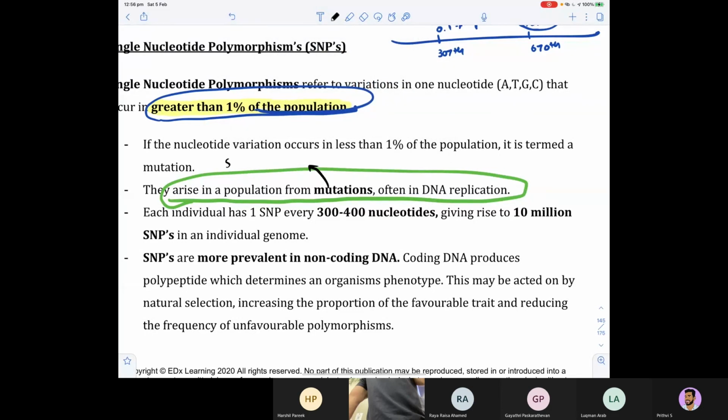They can be spontaneous, aka arise from errors in DNA replication, or they can be induced. And this is through what we call mutagens. Mutagens.